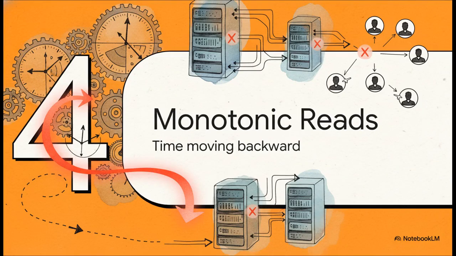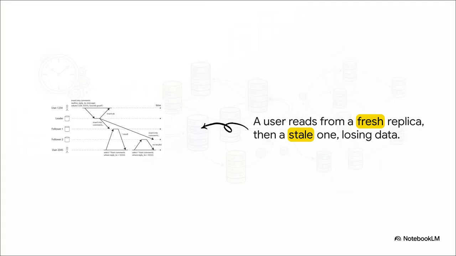Okay, on to Section 4, monotonic reads. This is all about preventing time from moving backward. Let's move to this scenario and see how this builds. Imagine you're user 2345. You check a page and your request goes to follower 1, which happens to have very little lag. You see a brand new comment. Awesome! Then you hit refresh.